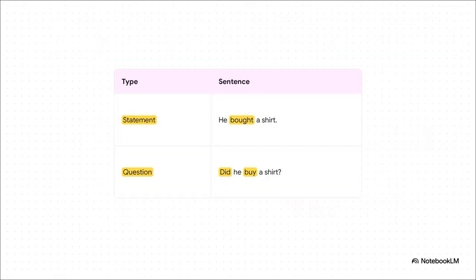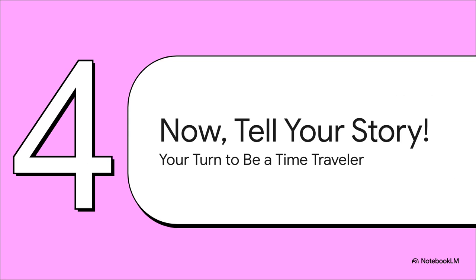And believe it or not, the exact same secret works for asking questions. You just start the question with the helper word did, and the main verb snaps right back to normal. So instead of asking, did he bought, the right way to ask is, did he buy a shirt? And would you look at that? Just like that, you've pretty much mastered all the controls. You know the regular ed rule, you know about the wacky irregular verbs, and you know how to ask questions. Your time machine is all fueled up and ready to go.